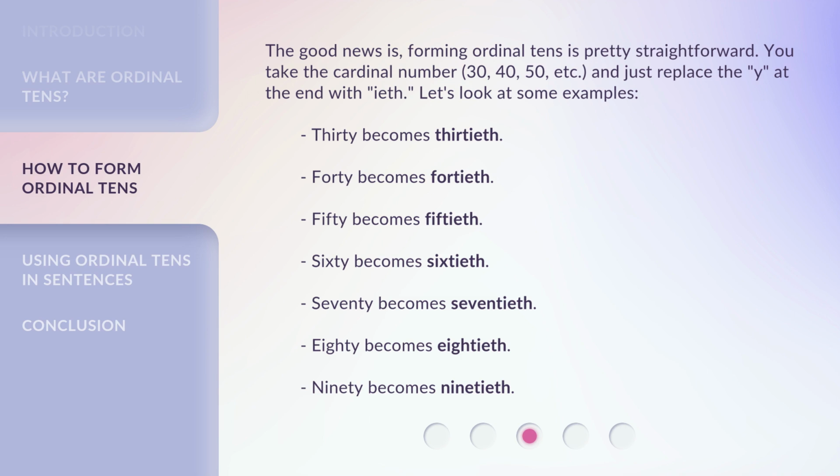Let's look at some examples. 30 becomes 30th. 40 becomes 40th. 50 becomes 50th. 60 becomes 60th. 70 becomes 70th. 80 becomes 80th. 90 becomes 90th.